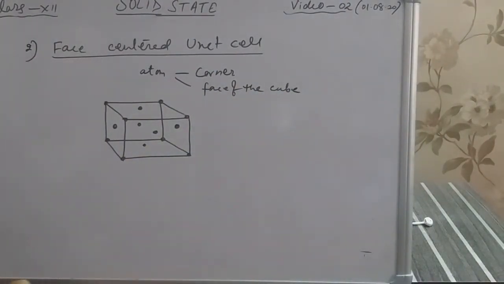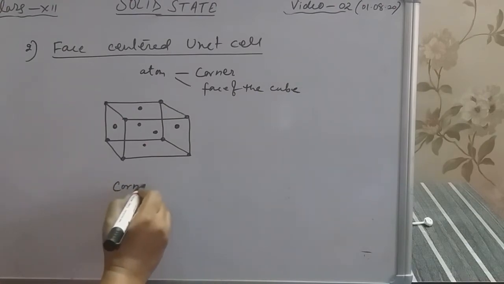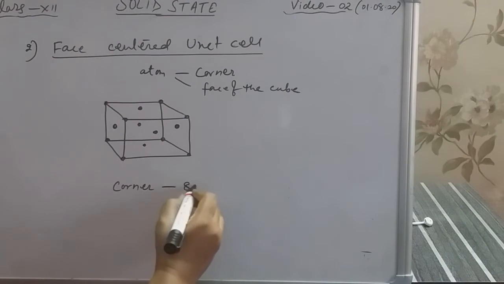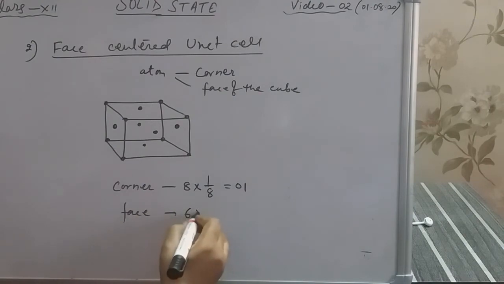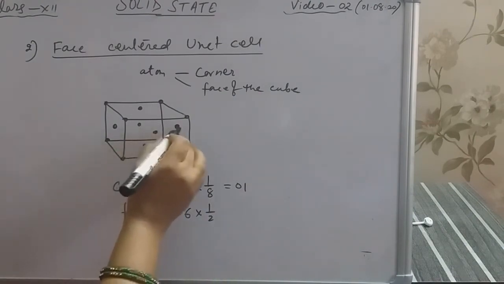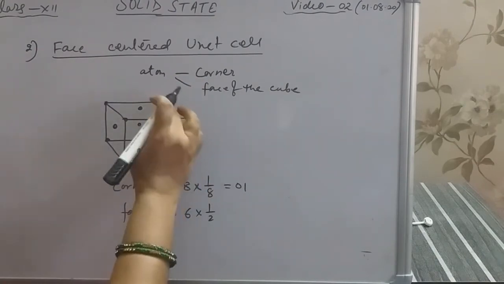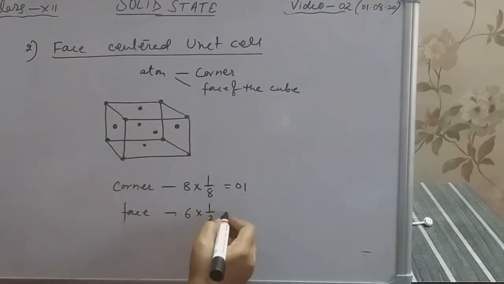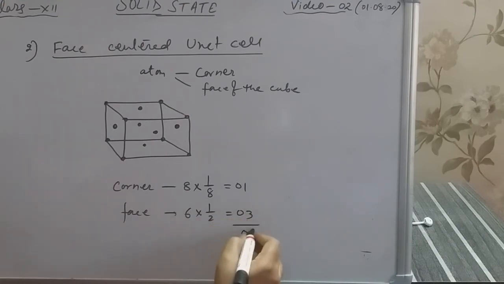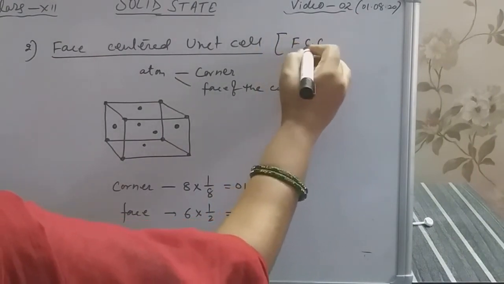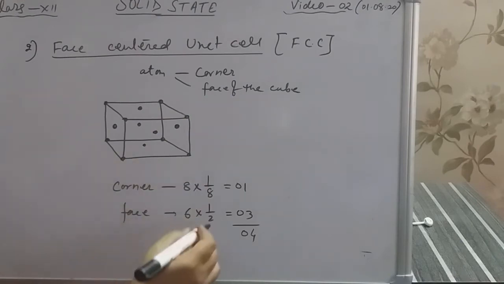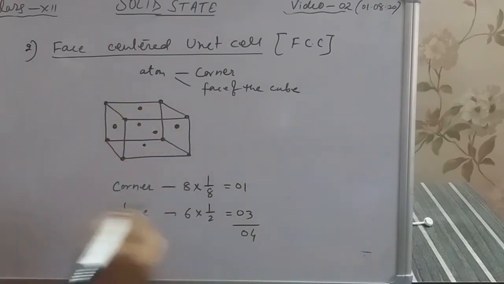So we know there are 8 corners, and the contribution of an atom at each corner is 1 by 8. So the total number of atoms is 1. Count the atoms present in the faces. Total faces are 6, and each atom has a half contribution, because it is shared with another unit cell, so it becomes 3. So the total number of atoms present in the FCC, face centered cubic unit cell, is 4.